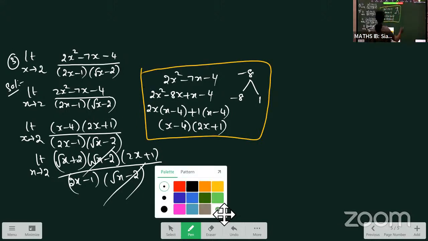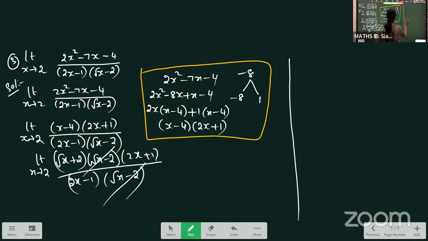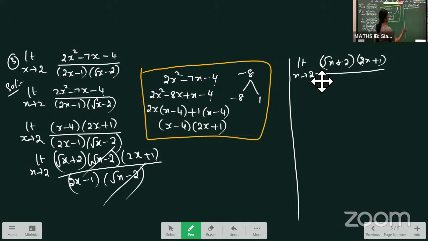Next. So what is left here? Limit x tends to 2, root x plus 2 into 2x plus 1 by 2x minus 1.